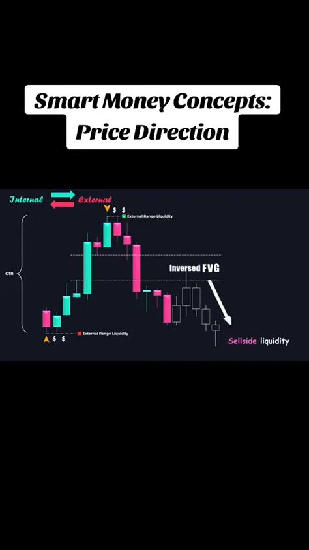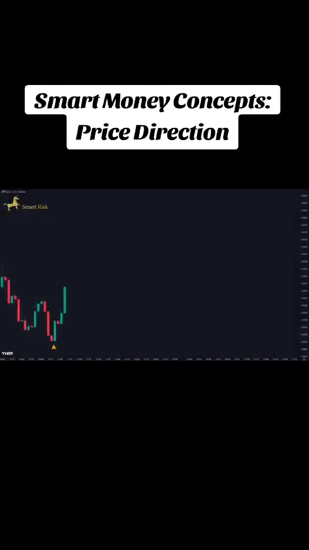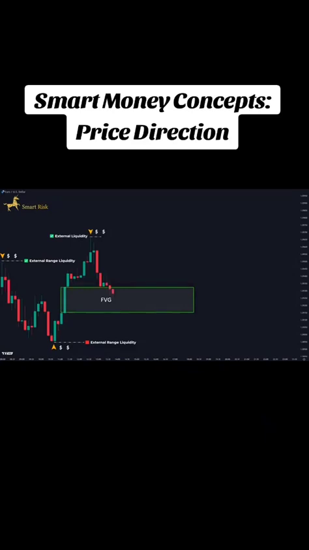Let's break this down with a real market example. Price starts off with a strong upward rally, aggressively pushing toward external liquidity, which in this case sits just above a previous swing high. As it reaches that level, boom, it sweeps the liquidity. That means all the stop losses and buy stops sitting above that high get triggered, fueling the move. But here's the twist. Once that external liquidity is taken out, the market doesn't just keep going up forever, it pulls back, and where does it go? Right back into a fair value gap that was left behind during the rapid move up.